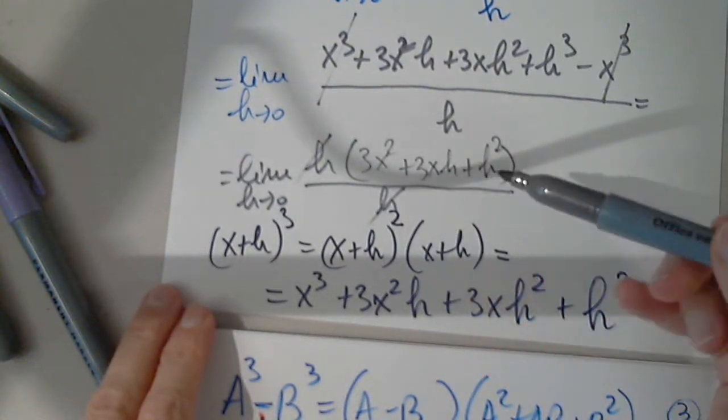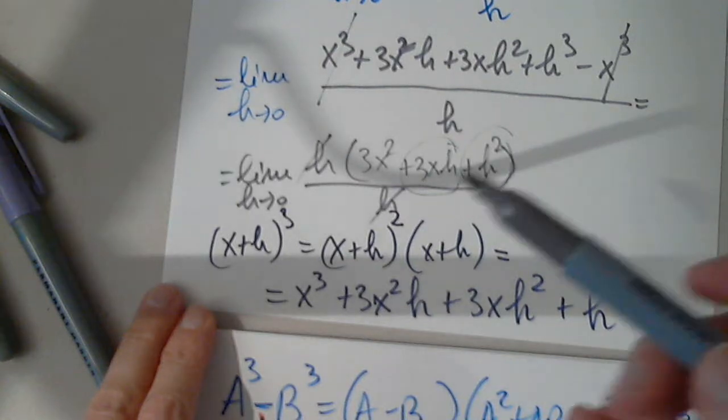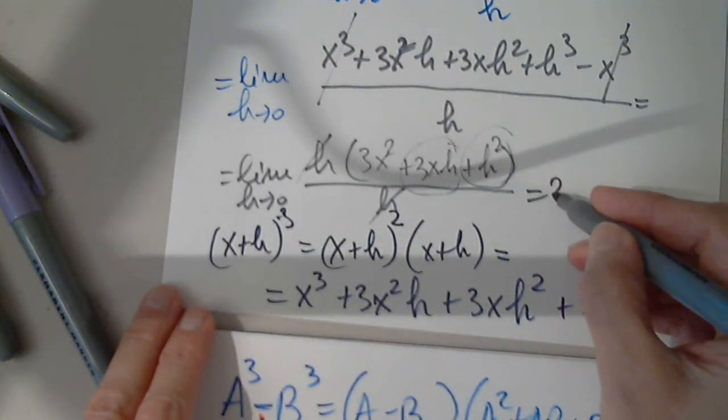So the limit of this approaches 0 because h approaches 0. This approaches 0 because h approaches 0. So the answer is 3x squared.